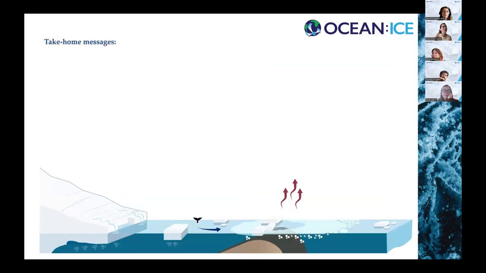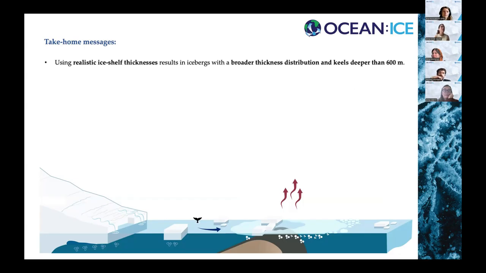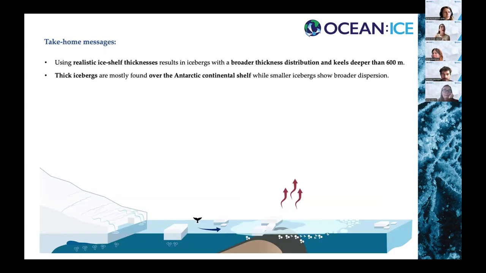So just to finish, some take-home messages. Using realistic ice shelf thicknesses results in icebergs with a broader thickness distribution and keels deeper than 600 meters. Thick icebergs are mostly found over the Antarctic continental shelf, while smaller icebergs show broader dispersion. Thicker icebergs interact with 31% of the bathymetric features shallower than 400 meters depth, especially over the Antarctic continental shelf.